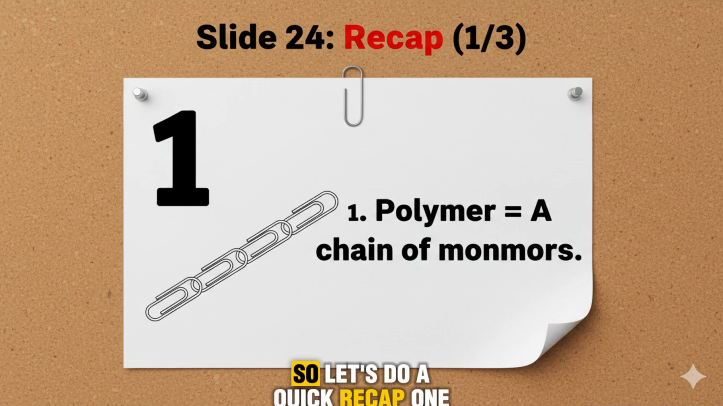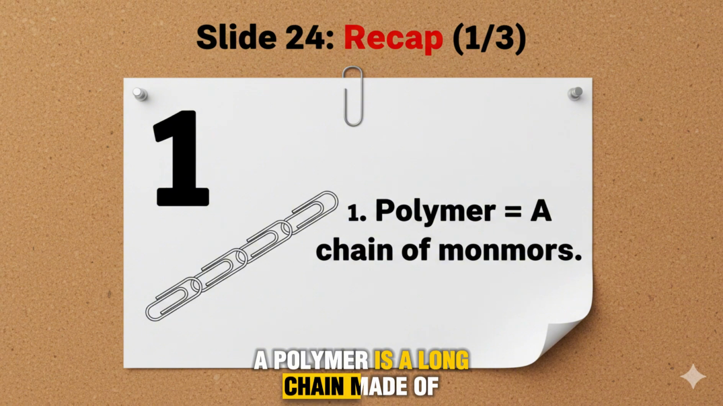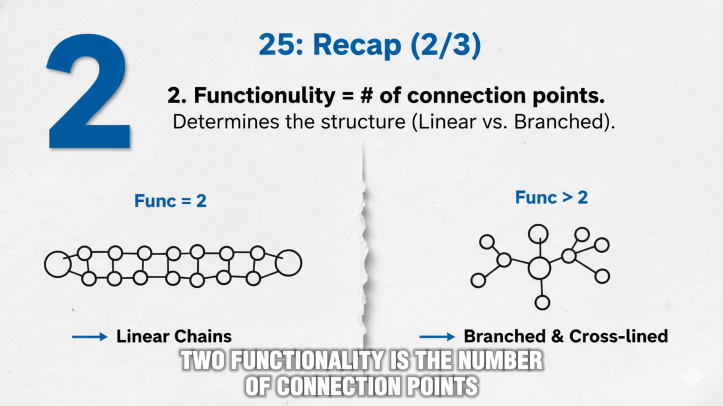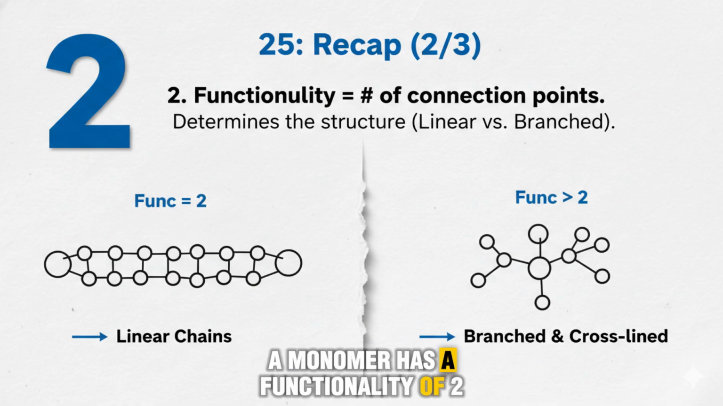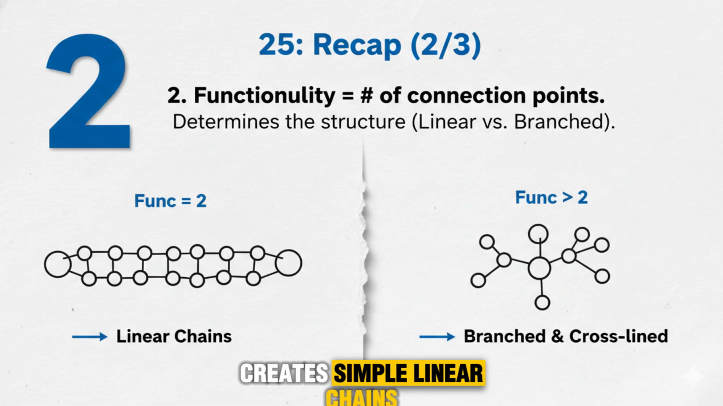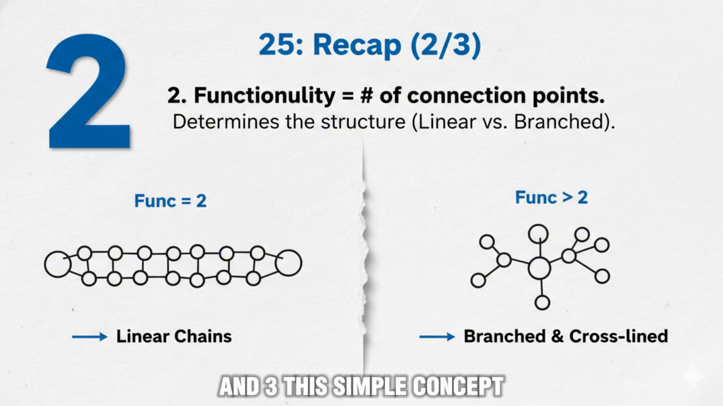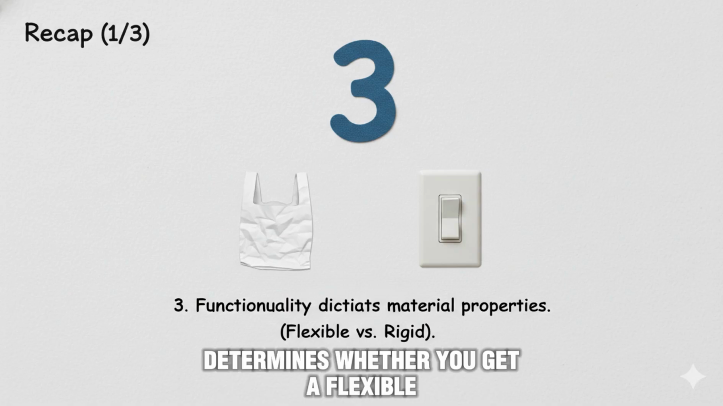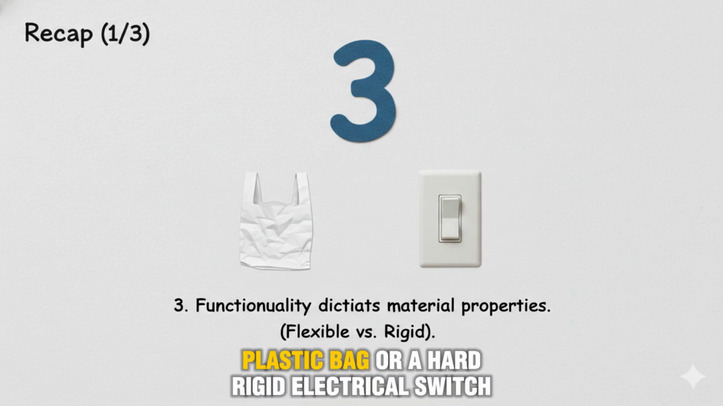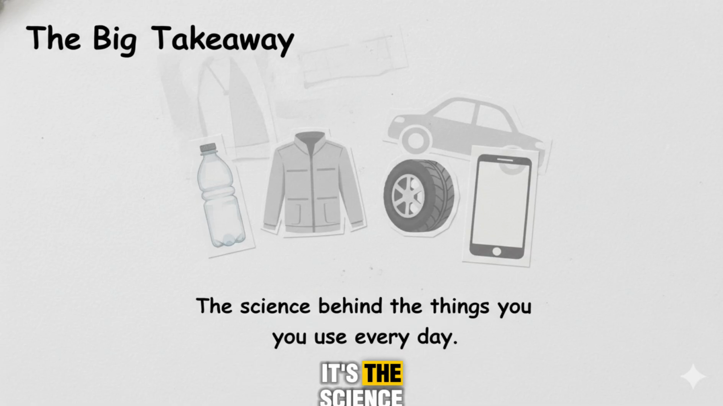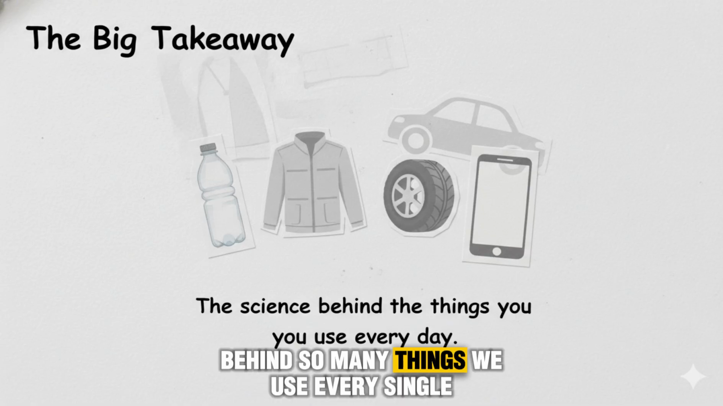So let's do a quick recap. 1. A polymer is a long chain made of repeating units called monomers, just like a chain of paper clips. 2. Functionality is the number of connection points a monomer has. A functionality of 2 creates simple linear chains, while a functionality greater than 2 allows for branching and cross-linking. And 3. This simple concept determines whether you get a flexible plastic bag or a hard, rigid electrical switch. Understanding polymers is fundamental to material science and engineering. It's the science behind so many things we use every single day.